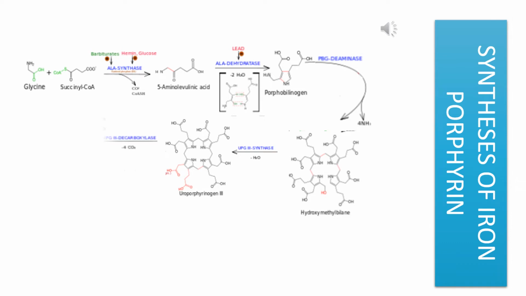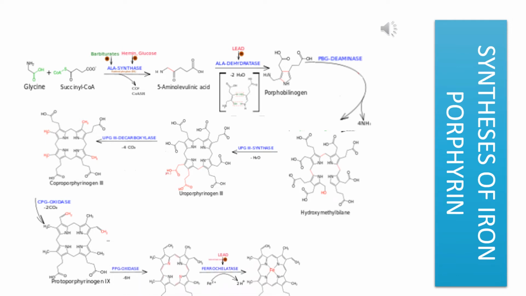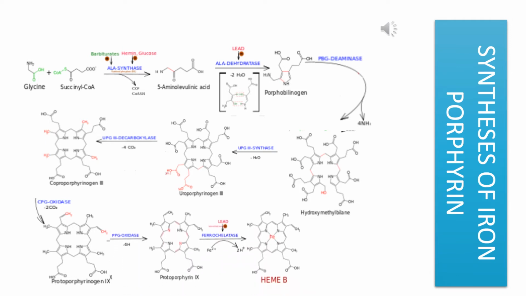Uroporphyrinogen will be decarboxylated to coproporphyrinogen, which is further oxidized using CpG oxidase to form protoporphyrinogen. Using PPG oxidase, protoporphyrin is then produced. Lastly, ferrum ion is added to the porphyrin ring with the help of ferrochelatase, and heme or iron porphyrin is finally formed.